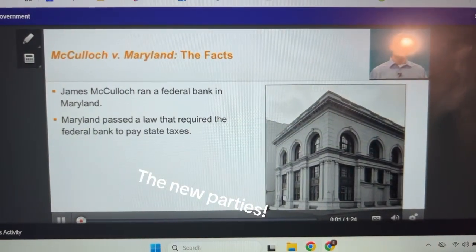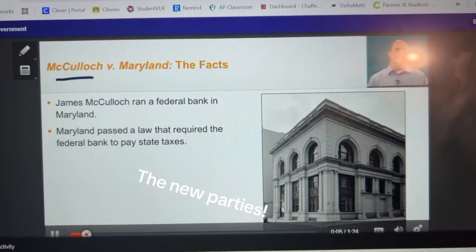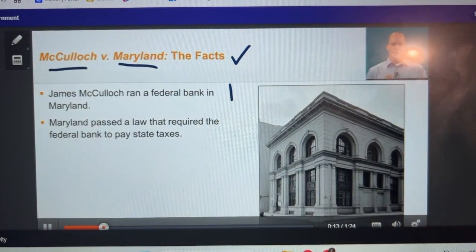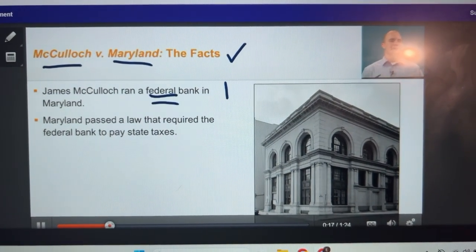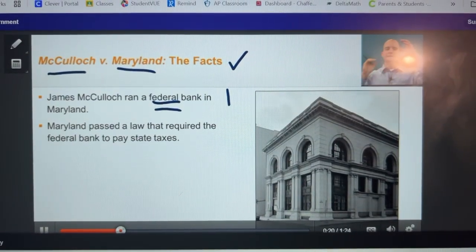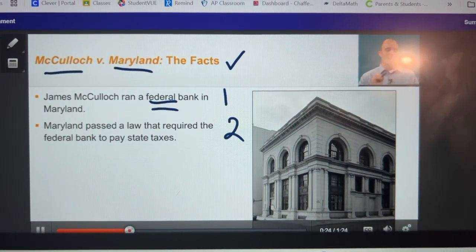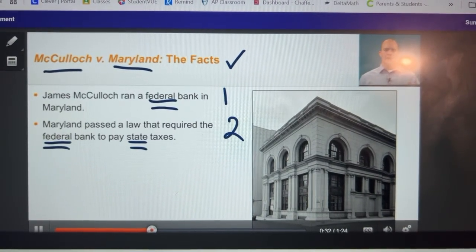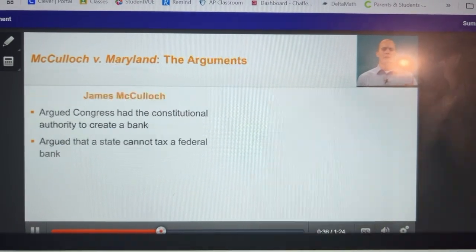Two parties in this court case were James McCulloch and the state of Maryland. But first, we've got to start with the facts. The first fact that's really important is that James McCulloch ran a federal bank in the state of Maryland. So it was a federal bank, which is higher than the other state banks. The second key fact is that Maryland passed a law that required the federal bank to pay state taxes. So those are the facts. Can a federal bank, or should a federal bank, be required to pay state taxes?